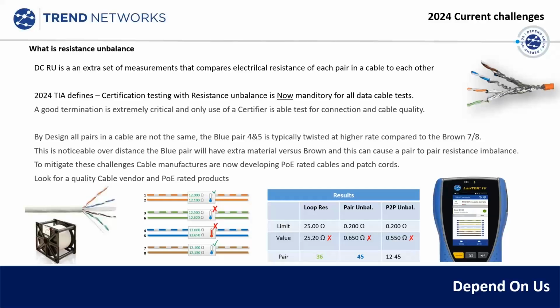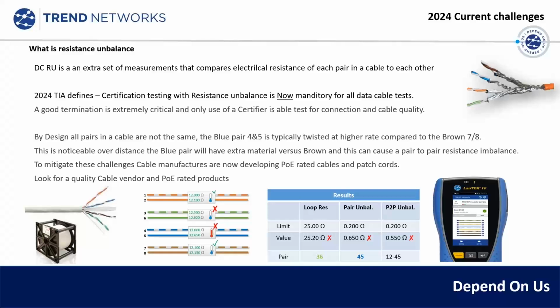So what is this resistance unbalance? Just on that topic. So resistance unbalance is really looking at the cable design. So not all cables are made the same. Each pair, in some cables, well, pretty much majority of cables, each pair is twisted at a different rate by design. Typically blue the most because it sits in the center of the plug.